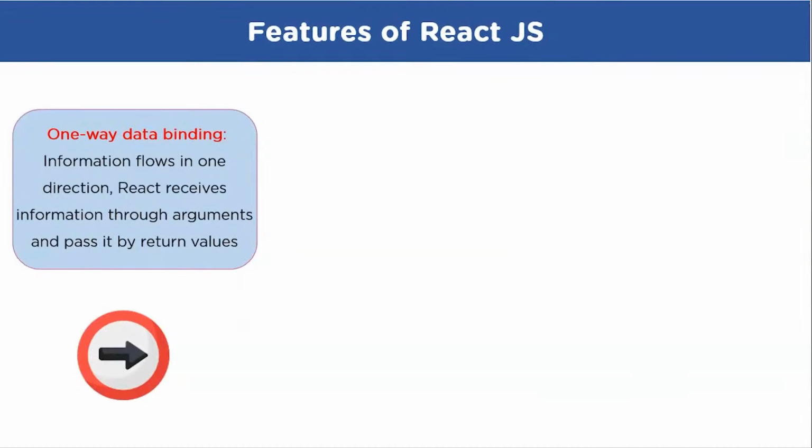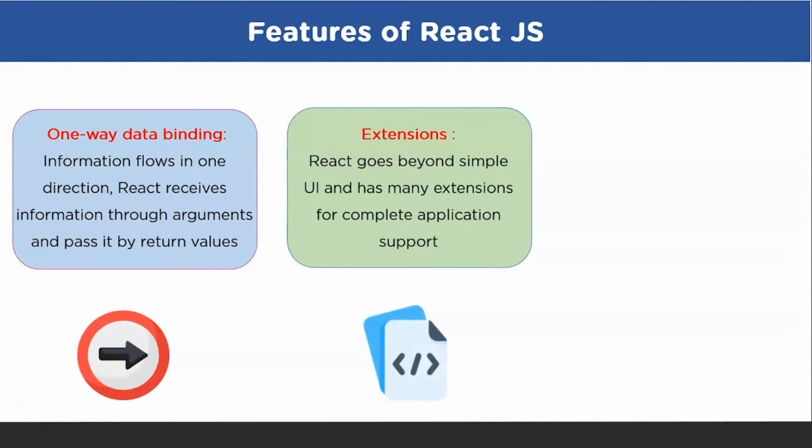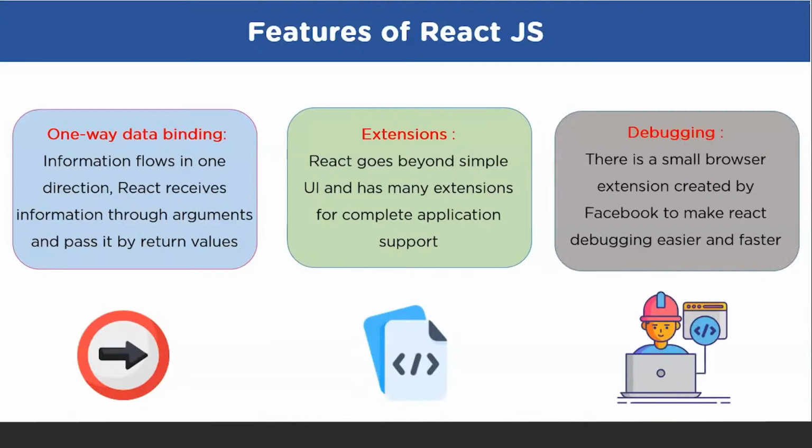One-way data binding. Information flows in one direction. React receives information through arguments and passes it by returning values. React goes beyond simple UI and has many extensions for complete application support, extended with Flux and Redux among others. Debugging. It is a small browser extension to make debugging easier and faster.